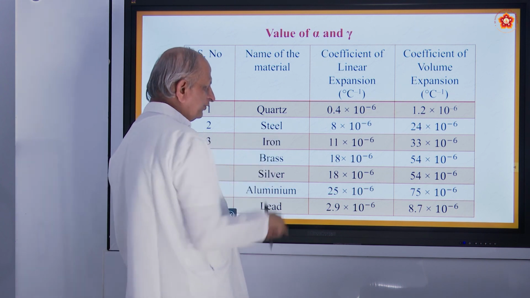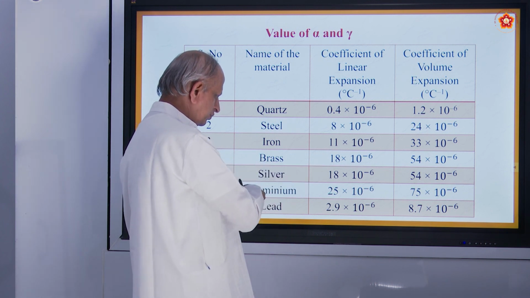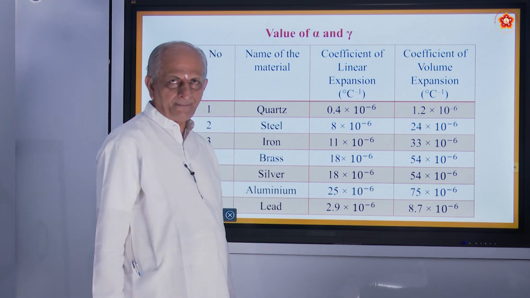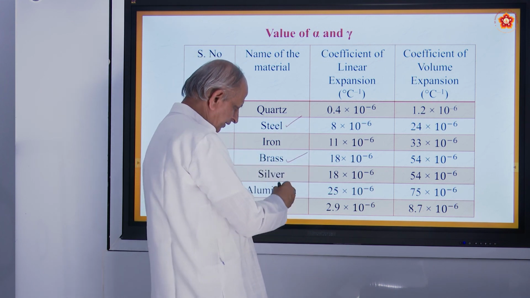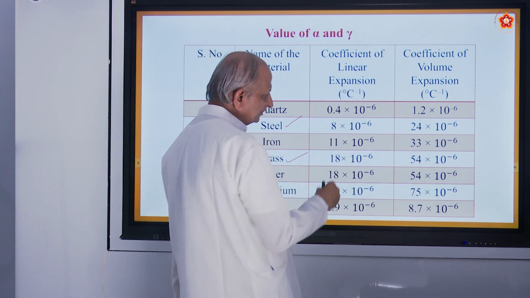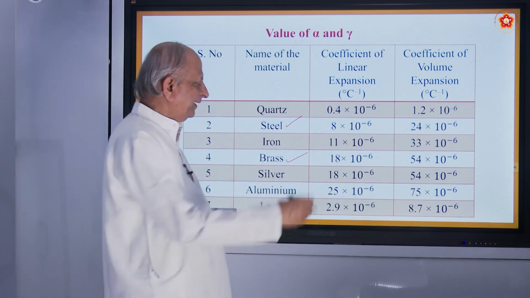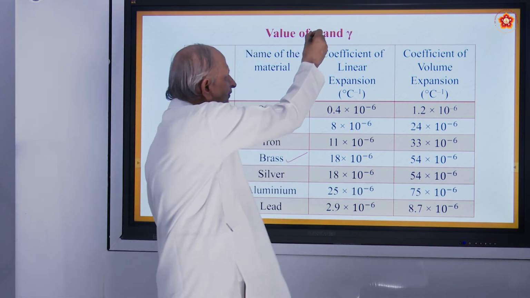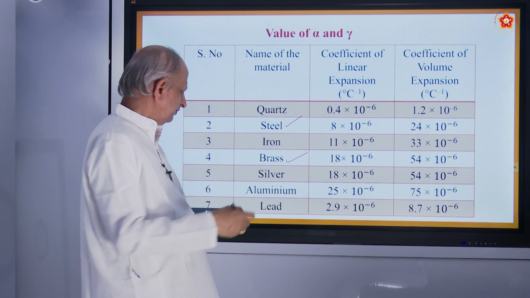Like that, steel also, iron also, different values are there, brass also, silver also, aluminum, lead, these are all different kinds of metals and alloys. Steel is an alloy, brass is an alloy, and these are metals. For every degree Celsius, this will be the increase in length, this will be the increase in volume, and it is measured by the unit called per degree Celsius. Okay. So that is the value of alpha and gamma. For your study, beta is not there, that you study later.